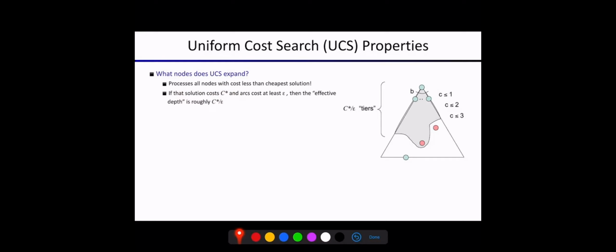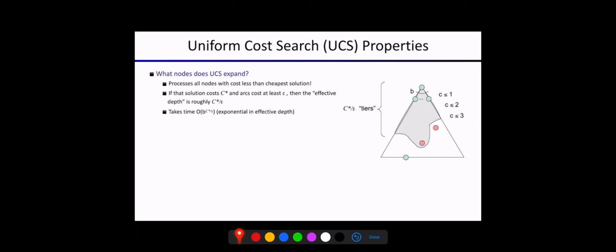And just to make it possible to do some computation, we should assume that the arcs cost at least some amount epsilon. Then the effective depth is roughly the cost of the goal divided by the cost of the step. That's how many steps you need to reach the goal. So you have C star divided by epsilon tiers, and then just repeat the same reasoning as in the analysis of the previous algorithms.